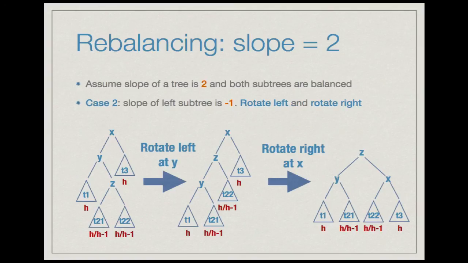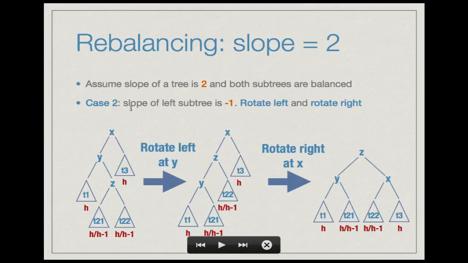Here is the next case. This is the case when the slope of the tree is 2 and both subtrees are balanced, but the slope of the left subtree is -1. So the tree looks as follows. We have the root x whose left child is y, which has subtrees T1 and T2, but we have expanded T2 into its root Z and the two subtrees T21 and T22. The right subtree of x is T3.